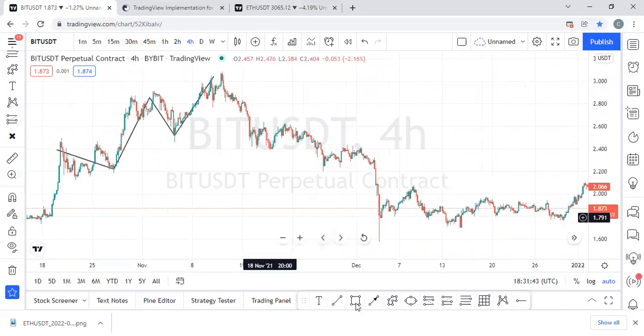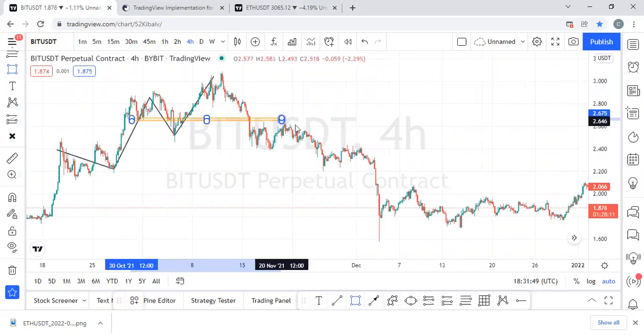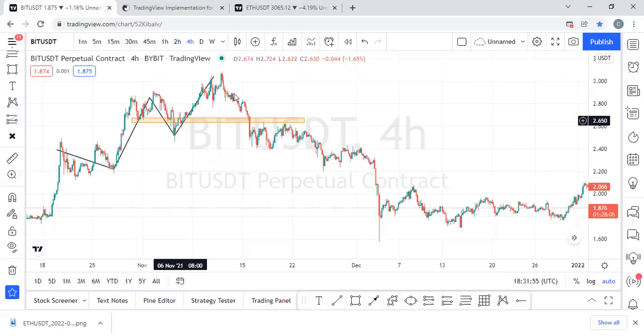Let us draw a zone. There was some kind of zone here, as you can see. There was some kind of zone at this level here. What do I mean by a zone? A zone because you can see the market came here, gave some kind of rejection, and then it came and broke through and then gave us a BOS.